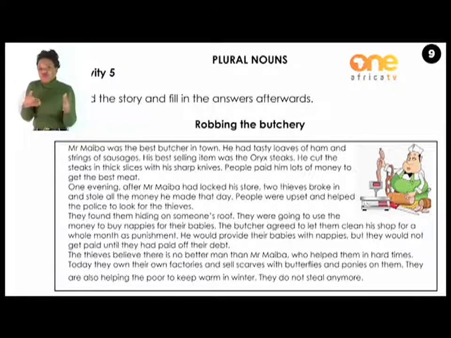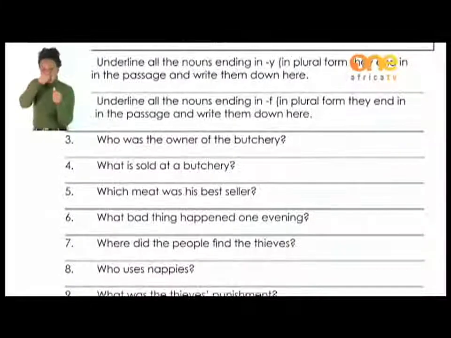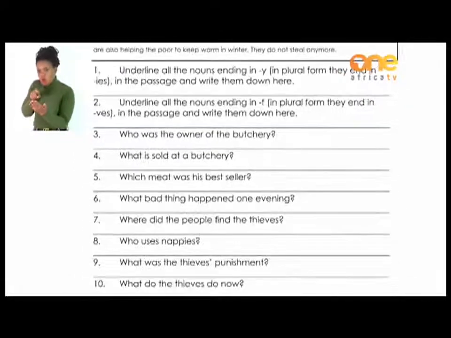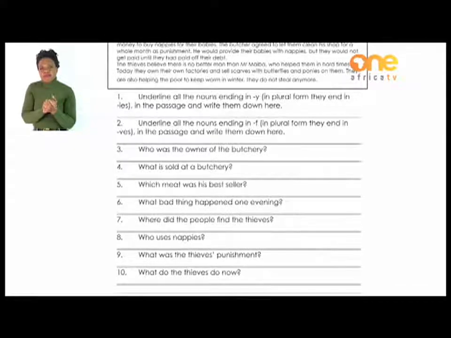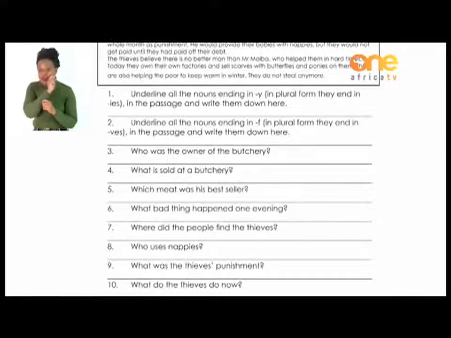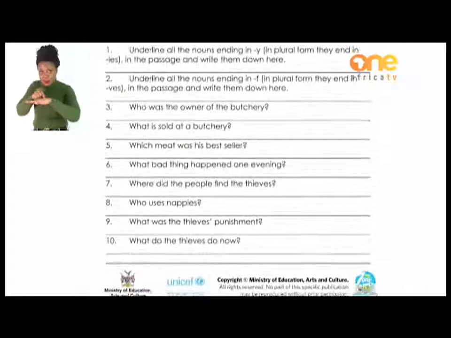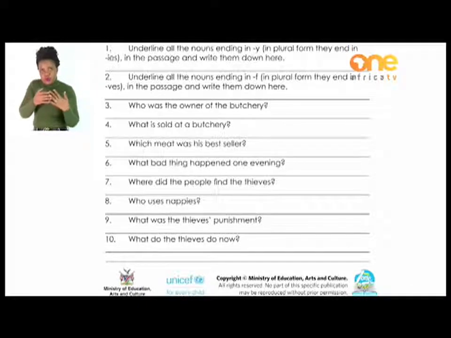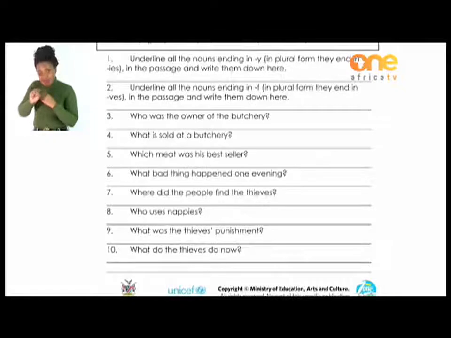That's our story. Is that not interesting? And below our passage, remember what I told you. Read for the first time. Go to the questions and read for the second time. There you'll know what you are looking for from the passage. Underline all nouns ending in Y. In the plural form, they end in IES. In the passage, write them down there. There are many nouns there ending in Y, and there are also many nouns there that are already pluralized by adding IES.